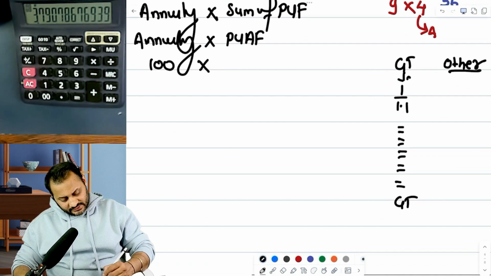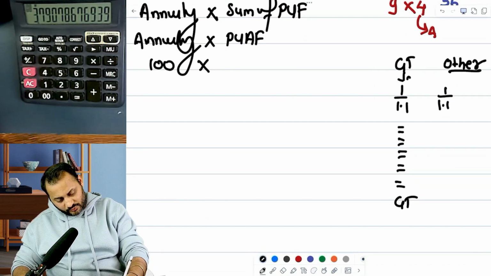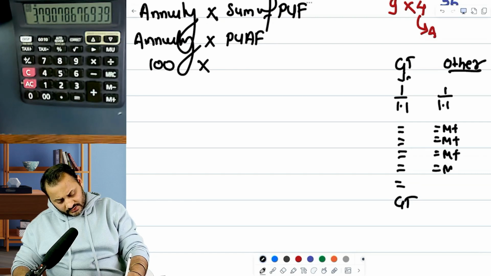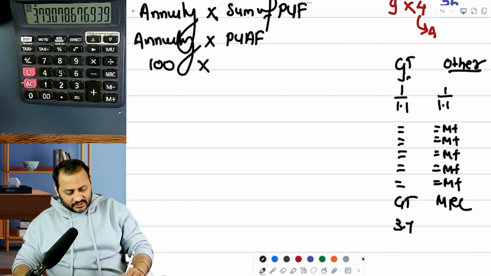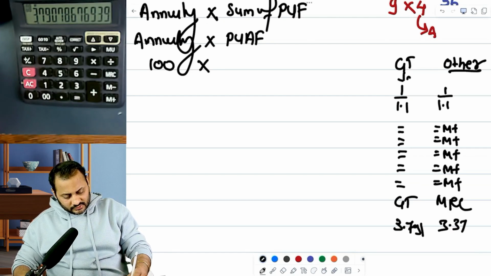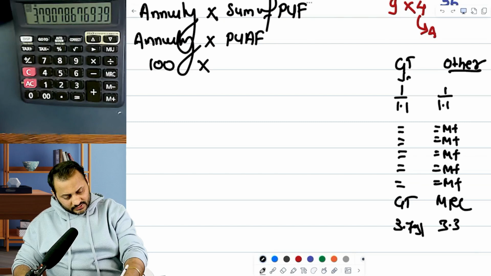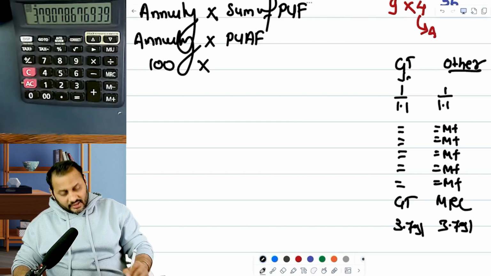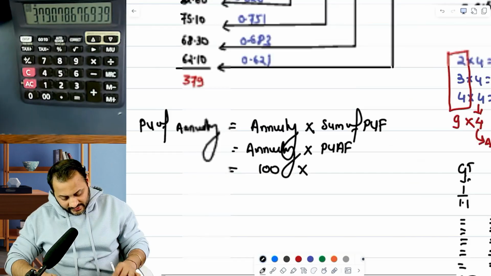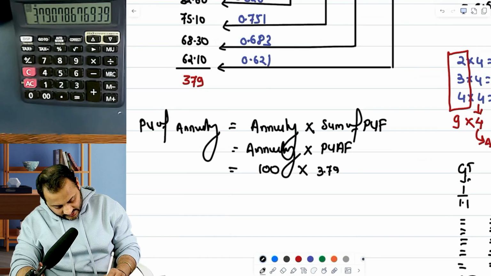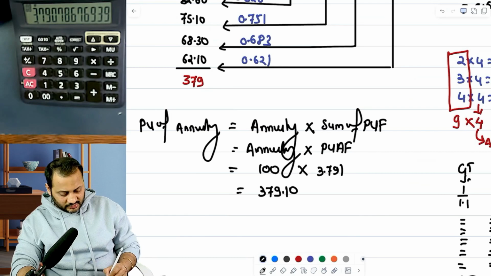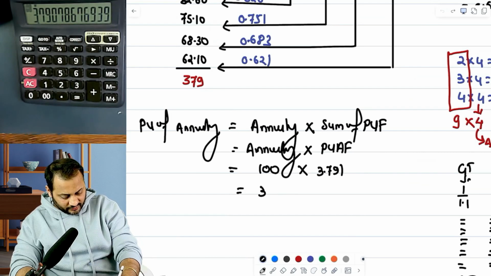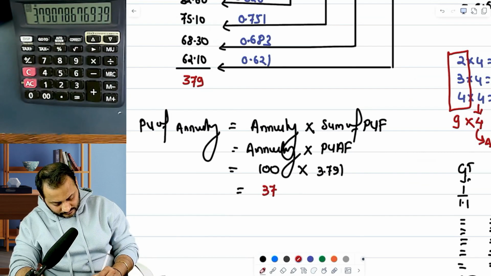So one way is this. Another way is 1 divided by 1.1 equals M plus, equals M plus, equals M plus, equals M plus, equals M plus, and MRC. Both ways you will get the answer of 3.791. If I'm wrong somewhere, please enlighten me by commenting on the video. I hope you are liking it. So 3.791 we will keep and we will have the answer ready, 379.10. Rounding-off differences there, that's it.